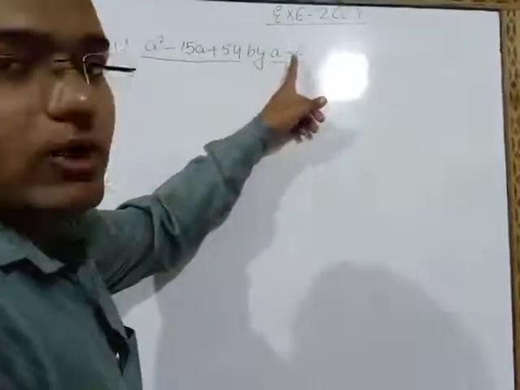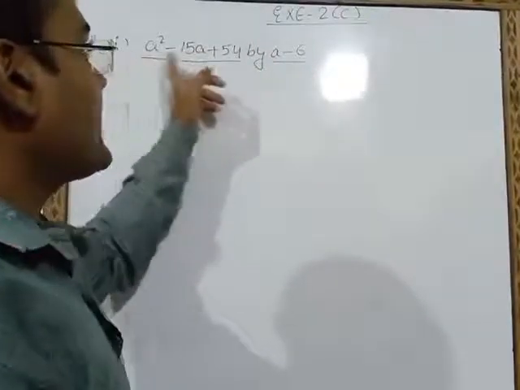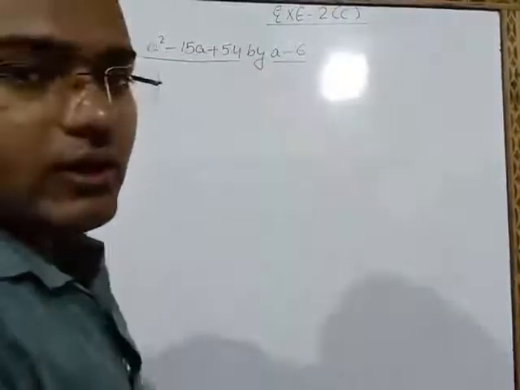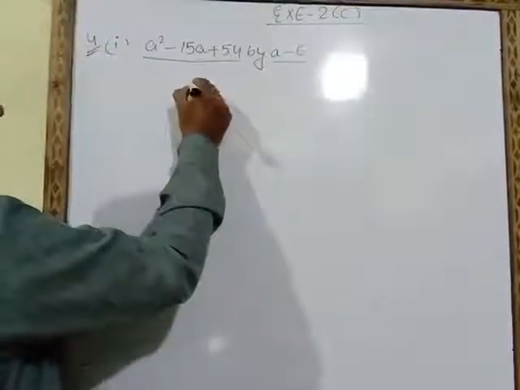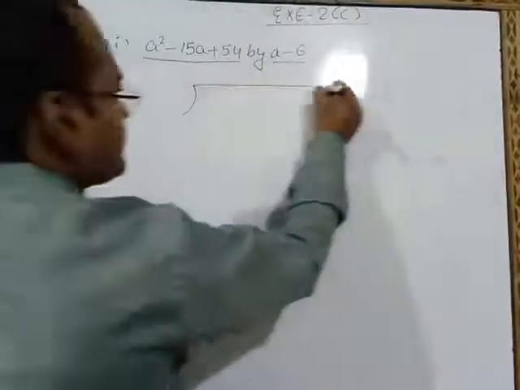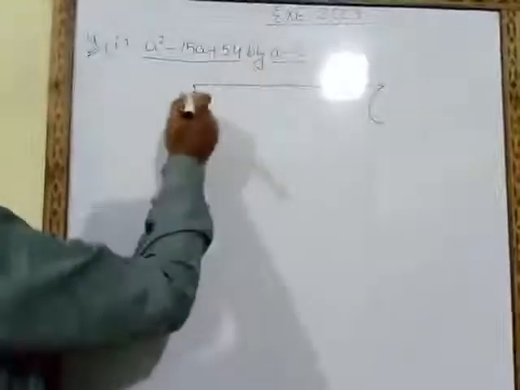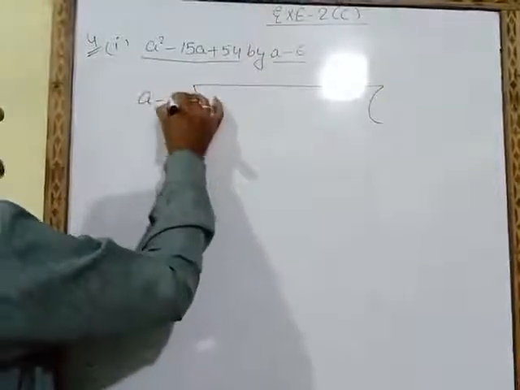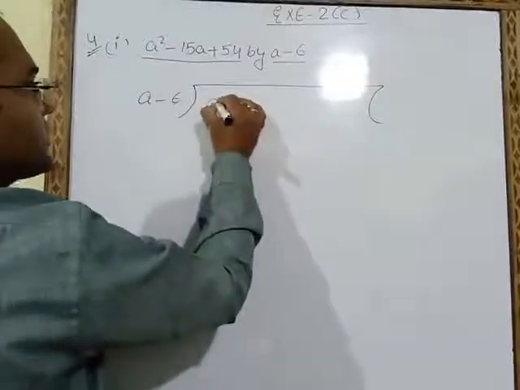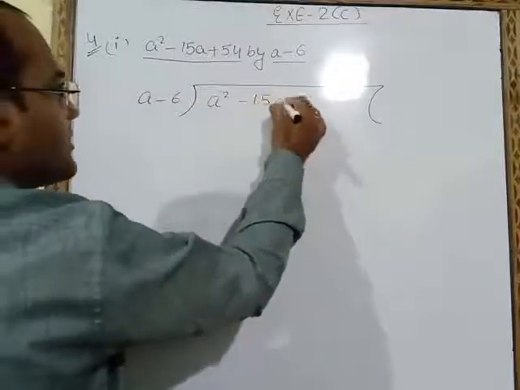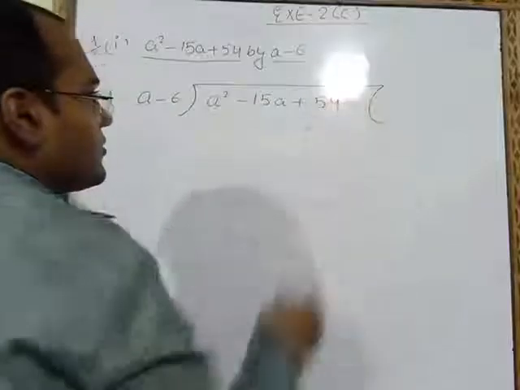So it is a binomial. In order to divide any algebraic expression by a binomial, what do we have to do? We will write it in this form. Outside this division symbol we will write a minus 6, and inside we write a square minus 15a plus 54.